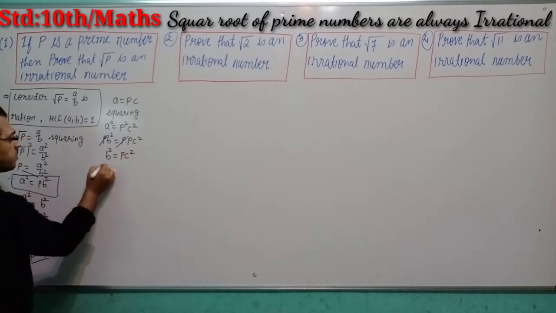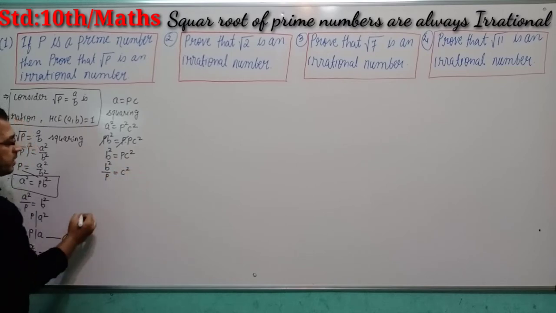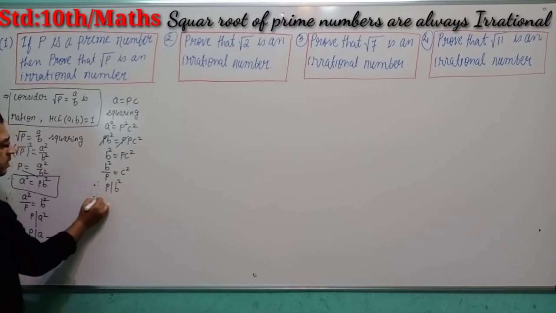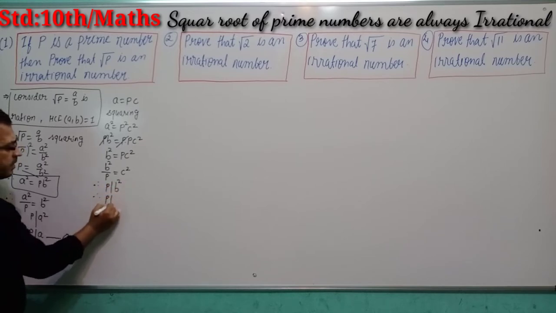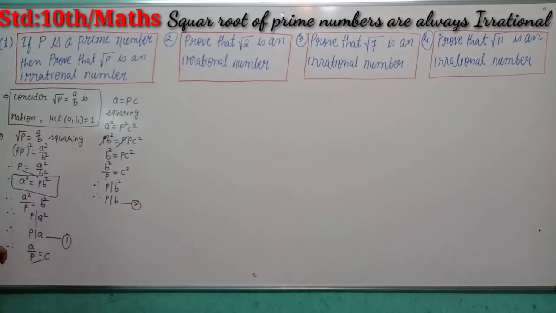Right students, it means b square can be divided by p, and you are getting c square. So students, p divides b square. Then you can write p divides b also, right? Here students, you can see that in both the results, p is a common factor.